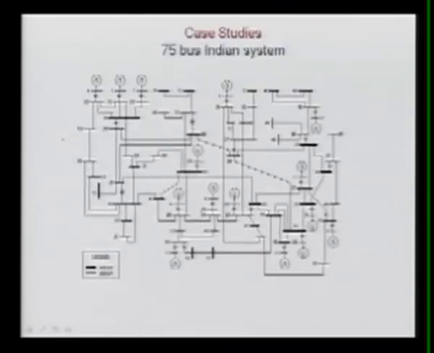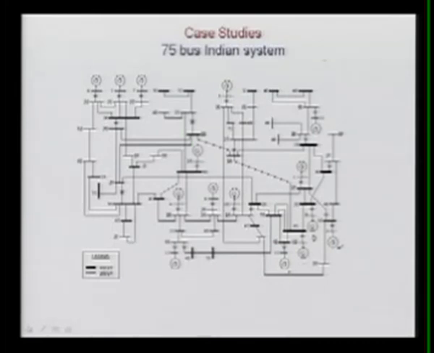So this whole concept we have applied to the 75 bus Indian system. Here it is a UPSCB system that we have considered. This area is Obra, here it is Anpara, Singrauli, Rihand, and here is the Panki side. This is Panki NTPC. So this is the complete 75 bus system.